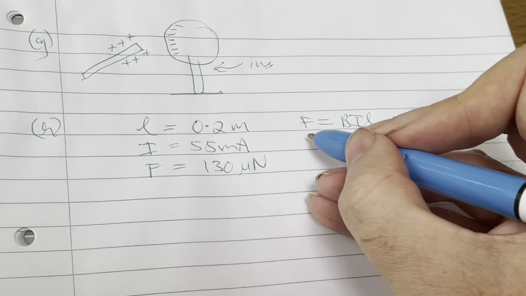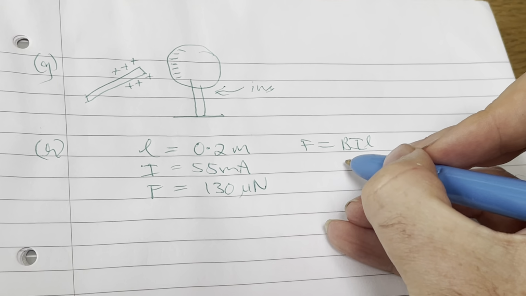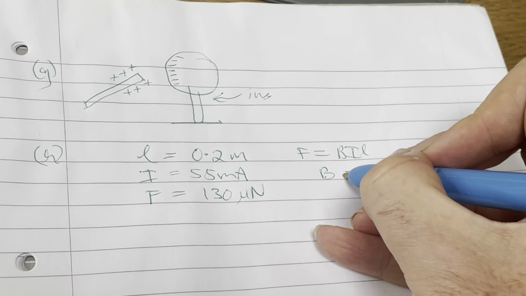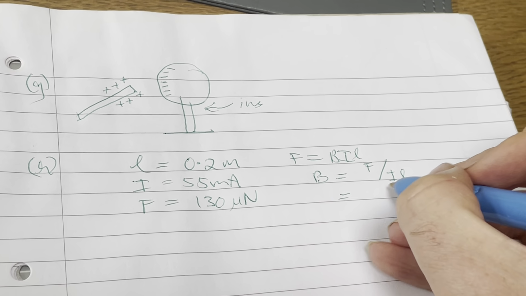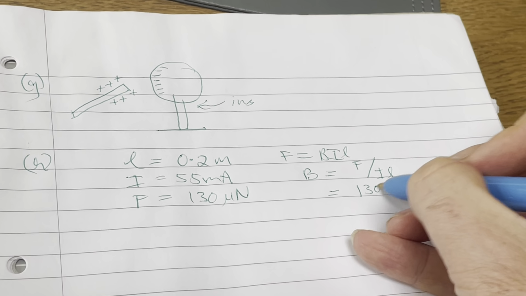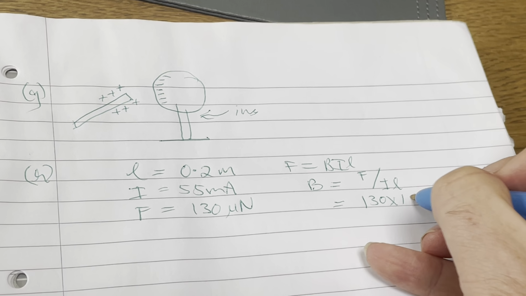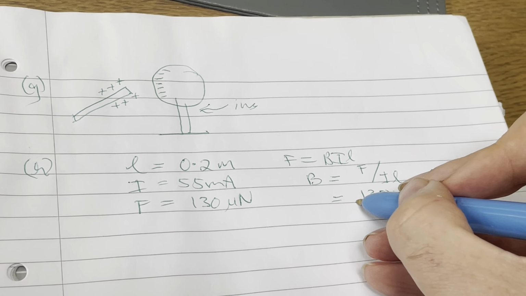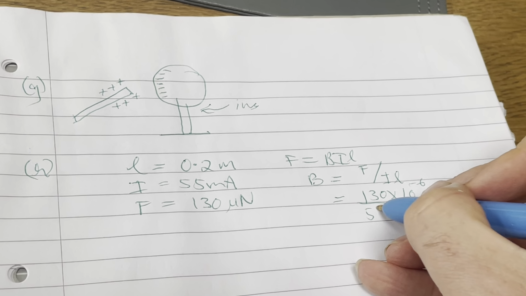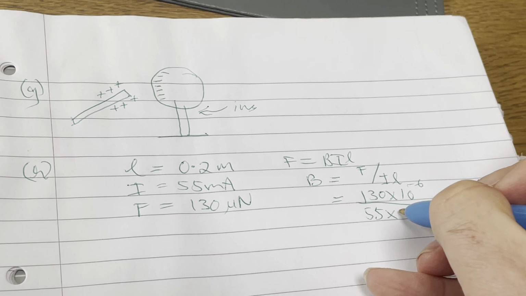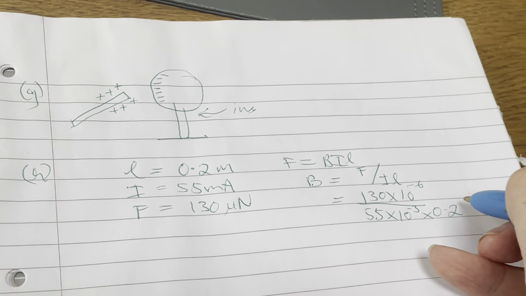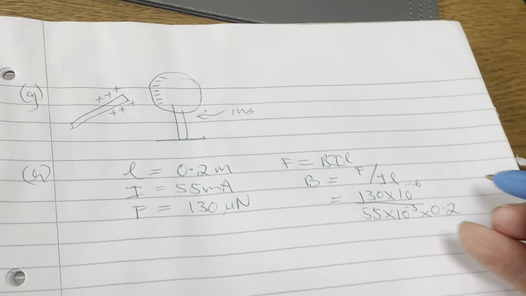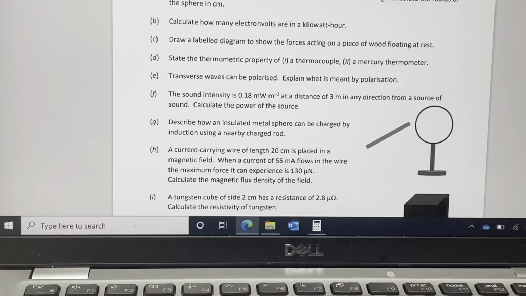Okay, so F is equal to BIL. So you're trying to find B. So B is going to be equal to F over IL. So just as long as you keep your units, you should be fine here. 130 micro, so that's 10 to the power minus 6, over your current. Just be careful of your prefixes. 10 to the power minus 3 and 0.2. That is correct, isn't it? 20 centimeters. Yeah, it's 0.2. All right, so that should be okay so far.